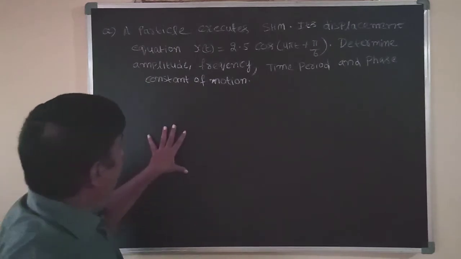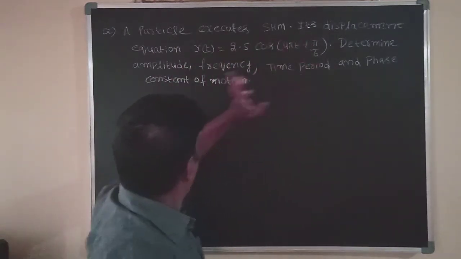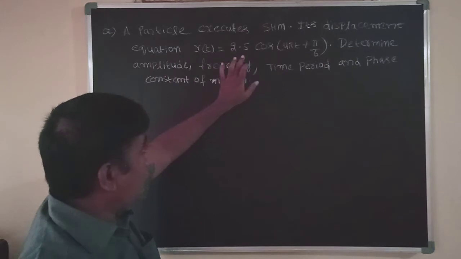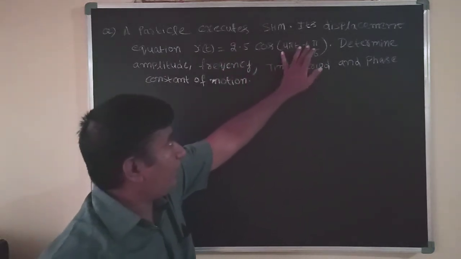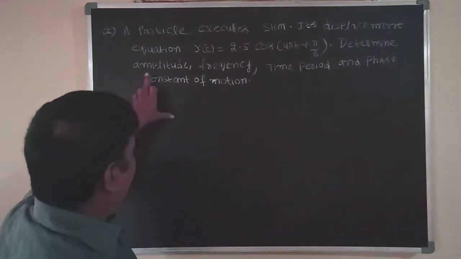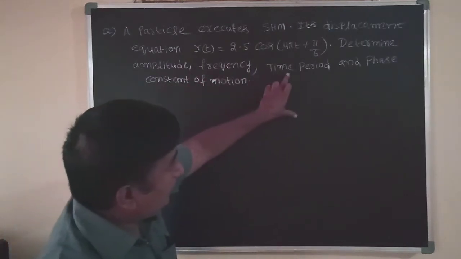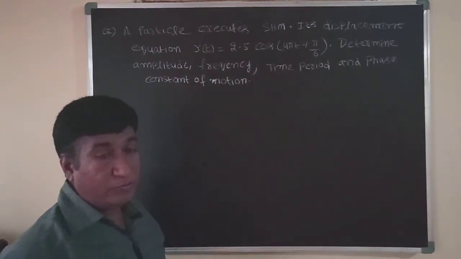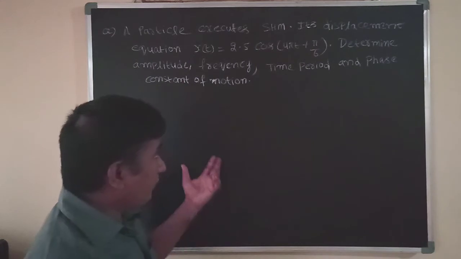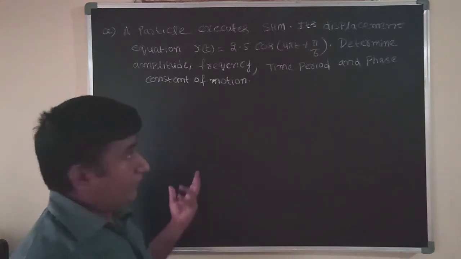Here, see the next question. A particle executes SHM. Its displacement equation is x(t) equals 2.5 cos(4πt + π/6). Determine amplitude, frequency, time period and phase. Here they have asked a total of 4 questions, which they may ask as a 5 marks question like this.